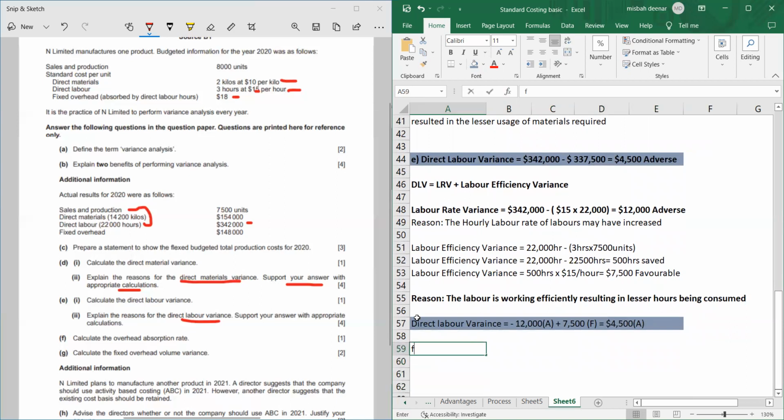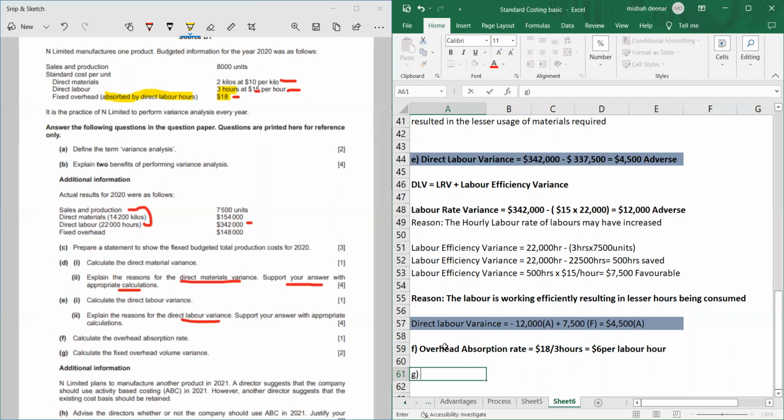Then moving on to part F, overhead absorption rate. If we go to the first line, we can see that fixed overheads are absorbed by direct labor hours. How many direct labor hours? 3 hours. How much is the fixed cost? Fixed $18. So the overhead absorption rate would be $18 divided by 3 hours equals $6 per labor hour.